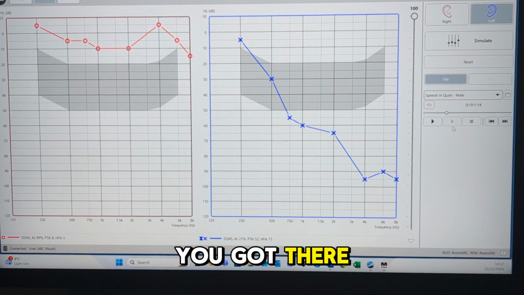I'm not sure how many words you got there. I struggled, and I'm in a very quiet room. It's going to be very, very difficult in both male and female voices.